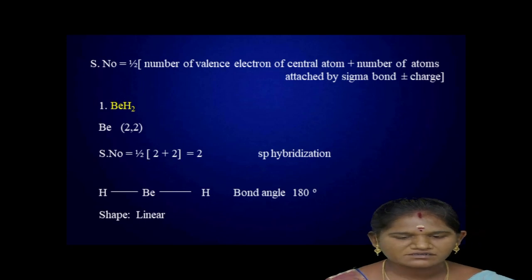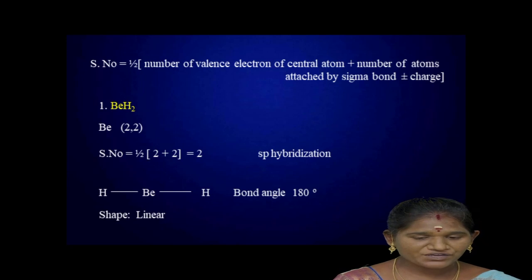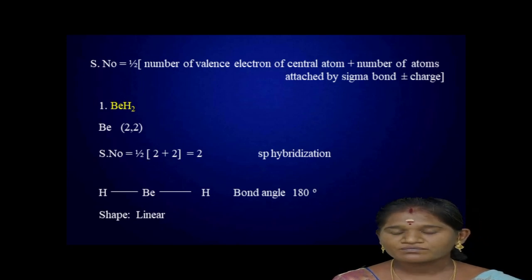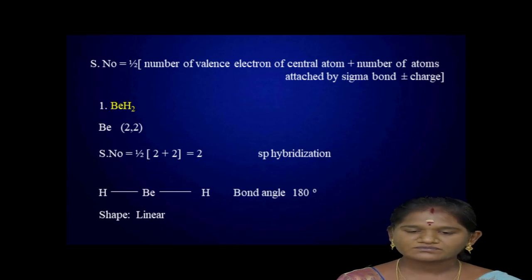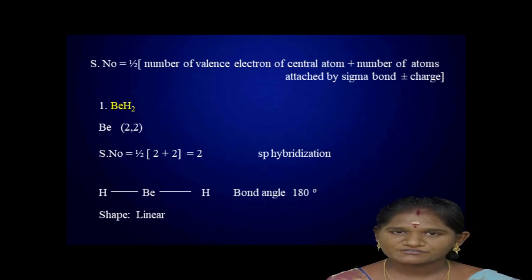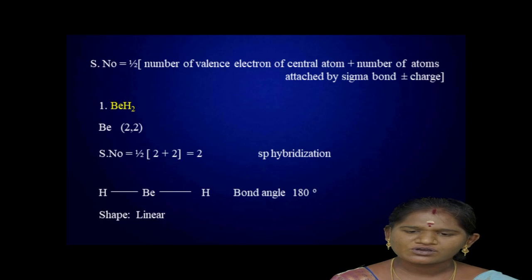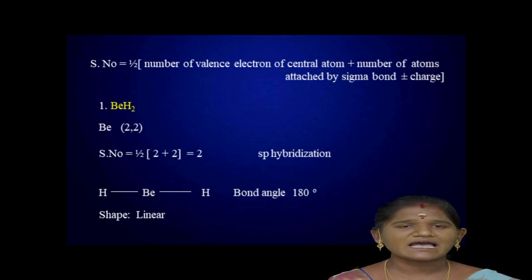The first compound is beryllium hydride. The electronic configuration of beryllium is 2, 2. So the steric number equals half into the number of valence electrons of the central atom, and for beryllium it is 2. Okay, so what is the central atom? The atom which is bigger is called the central atom.